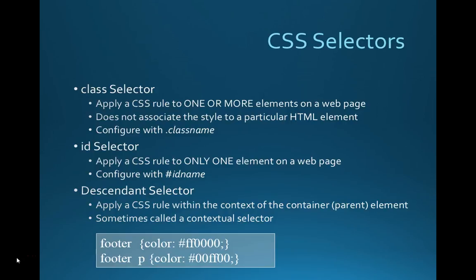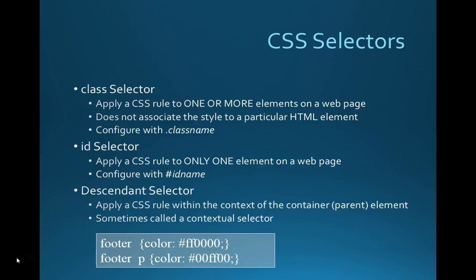So the first one is called a class, and it's denoted by a period before the name of the class that you get to create. It is not a name that is already being used, so you can't use a period body or a period P or a period UL. You don't use elements that are already in existence as a class. The purpose of the class is to make up a name that you would use, typically describing how it's being used, not how it's styling.